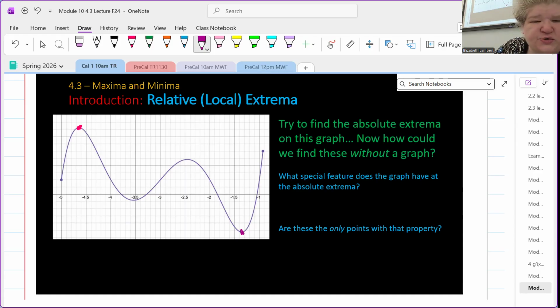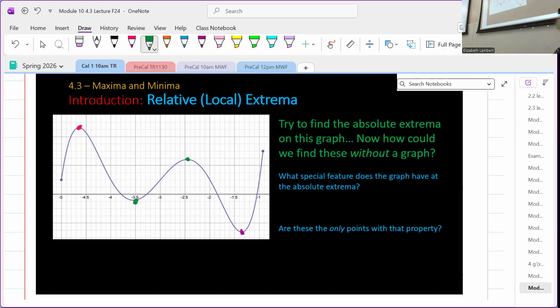So there's two relative high points and two relative low points. So all of those highs and lows are doing something interesting with the derivative. Yep, the slope at those points is 0.